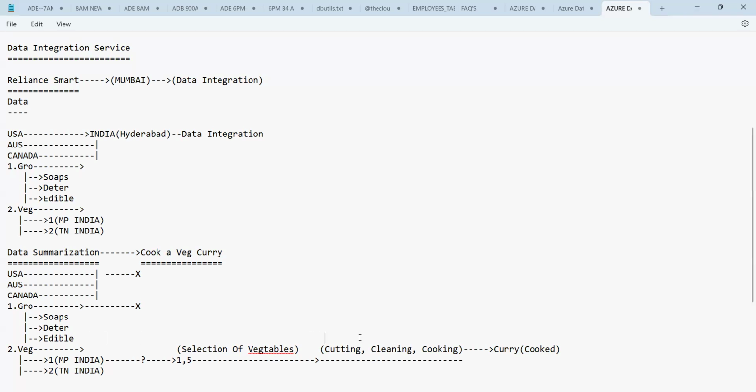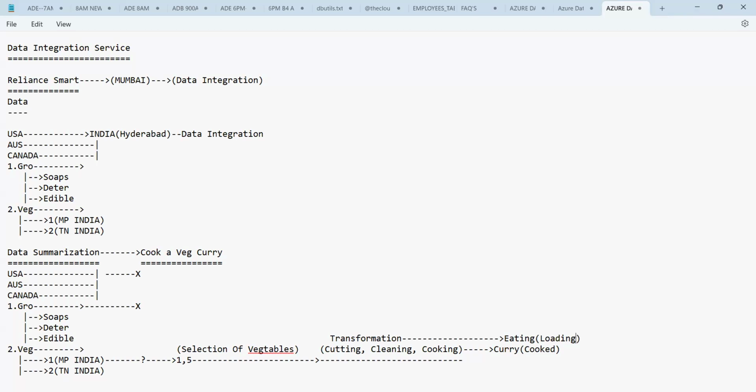So this process is called cutting, cleaning, cooking, etc. Because it is the process of transformation, guys. In fact, this is called the transformation. And finally, you will eat the veg curry. Eating is a process of putting it somewhere, that is, in your stomach we put it. So can you say this is a process of loading? Can you see it's a process of loading?